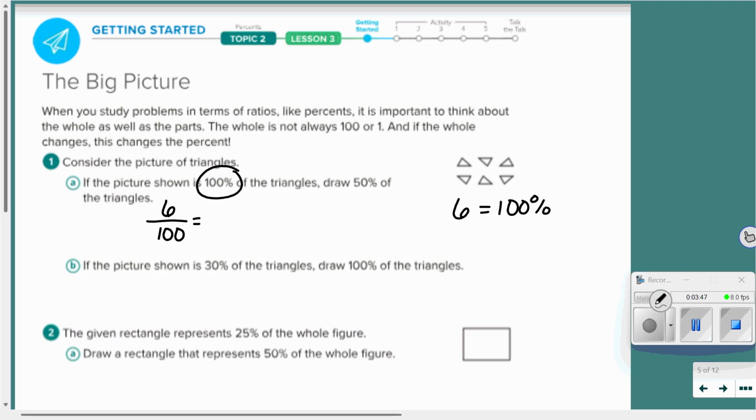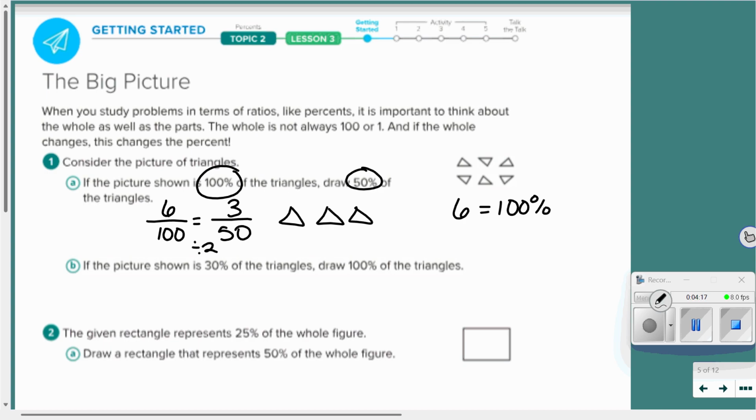I have 6 triangles, and that is 100% of my group. My question wants to know what 50% is, and make sure you are putting them in the same place. If percent is at the bottom, they're both on the bottom. What do I do to get there? So what is 6 divided by 2? 3. So you should draw 3 triangles. Does that make sense? You have to show your work, even if you can do it in your head. I have to see how you got there.